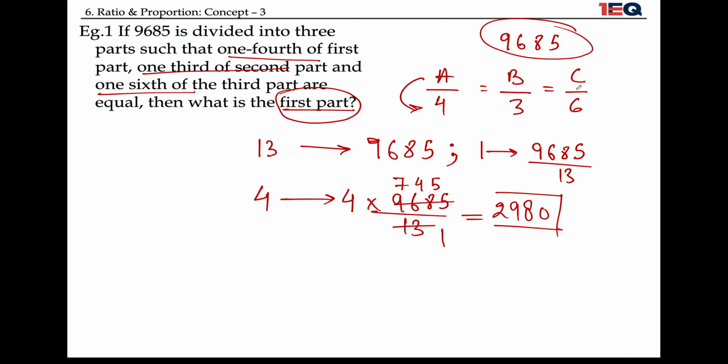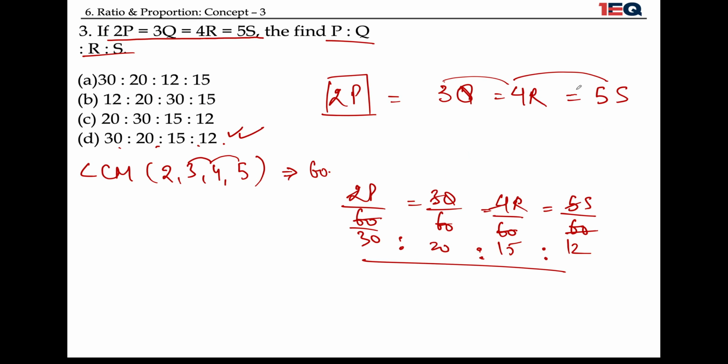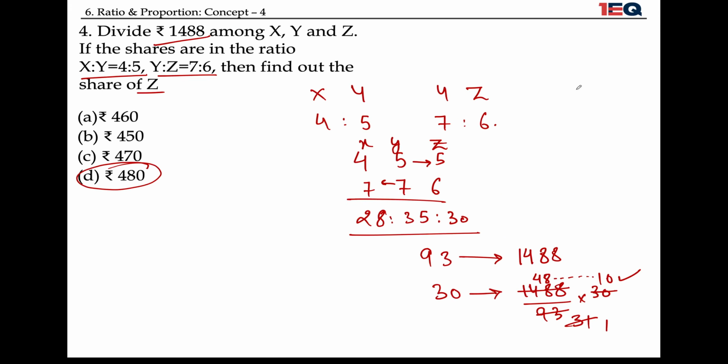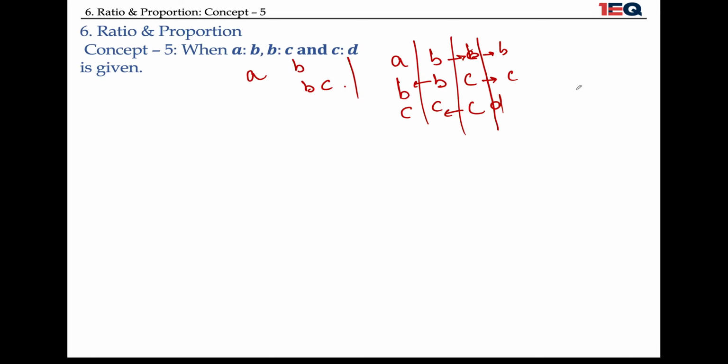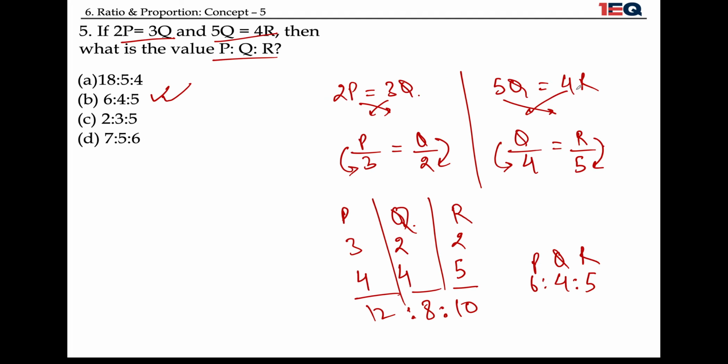Moving ahead, when a number is divided into 3 different parts, I have already talked about it. LCM needs to be taken whenever inverse ratios are there. Shifting I've already explained. Then again shifting, I've already explained the shifting in 3 variables. Further, a is to b is to c is to d. Again, a bigger shifting.